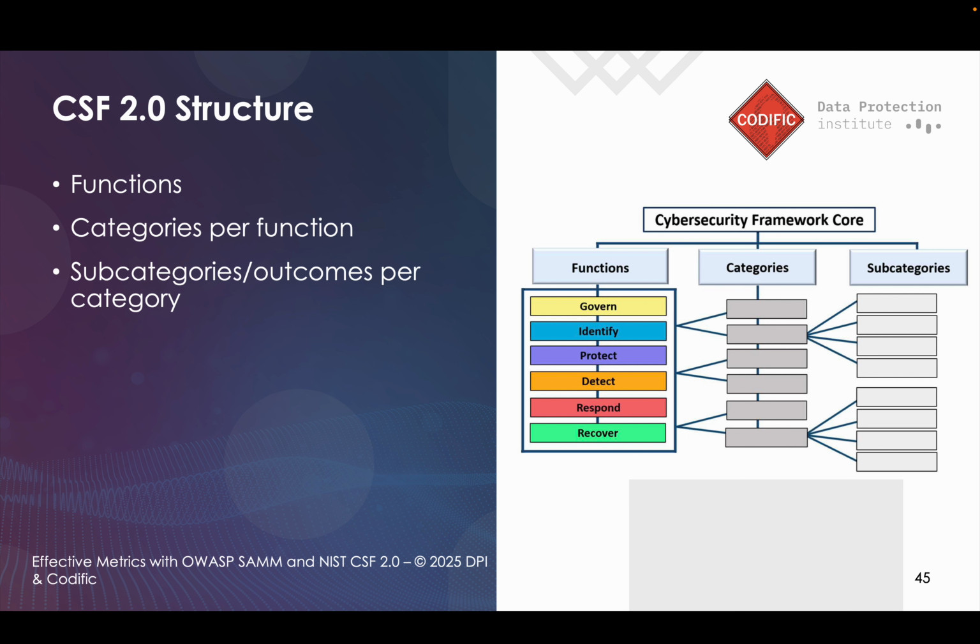Each function contains several categories, and unlike SAMM, CSF is not symmetric. So for instance, govern function has 6 categories, while identify has only 3. And at the most detailed level, we have something called subcategories. CSF also calls them outcomes. These describe specific actionable results. So the structure goes function, category, outcome, but don't expect perfect balance like in SAMM in terms of symmetry.